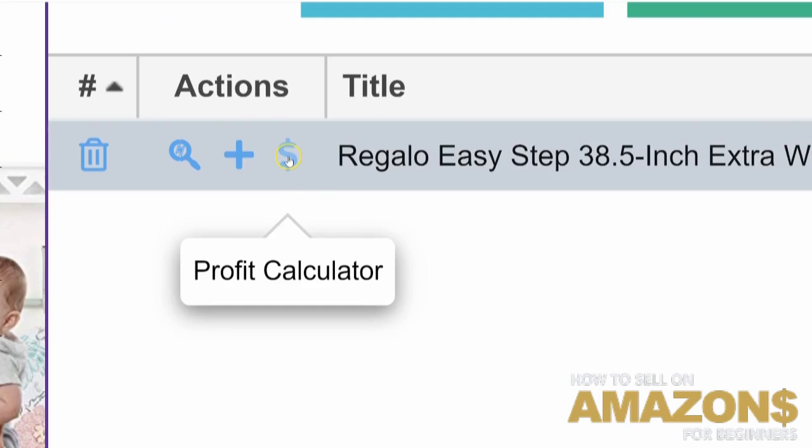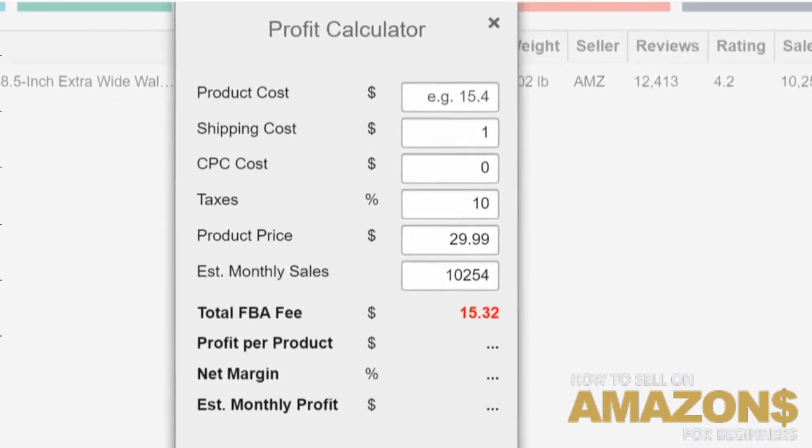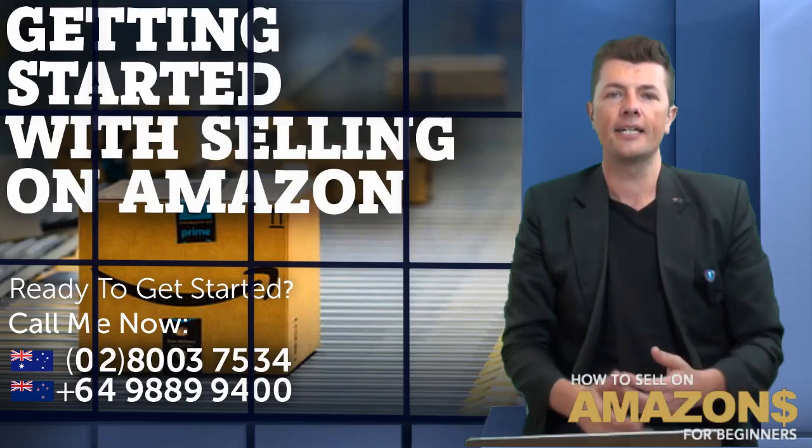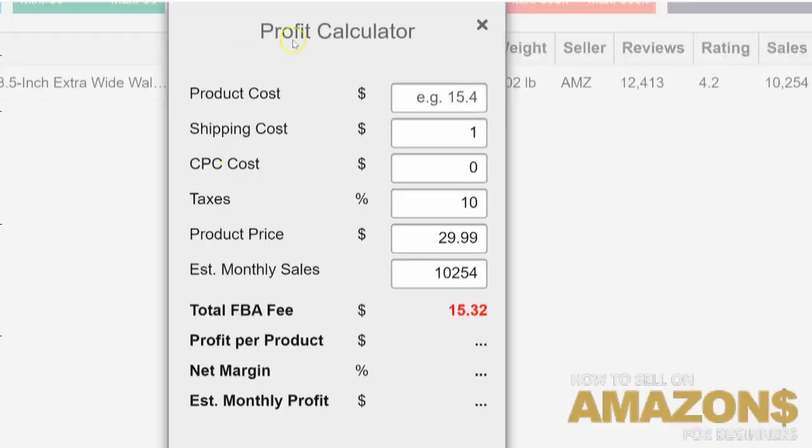You can see this little dollar figure right here that says profit calculator. We're going to give that a click. The profit calculator has come up. It's asking me the product cost, the shipping cost, the cost per click, and a few other things. Let's work through this. Through negotiation, I got it for $2. Let's say the shipping cost per unit is $1. Cost per click, we'll leave it normal. Taxes, let's say 10%. Product price, 20.